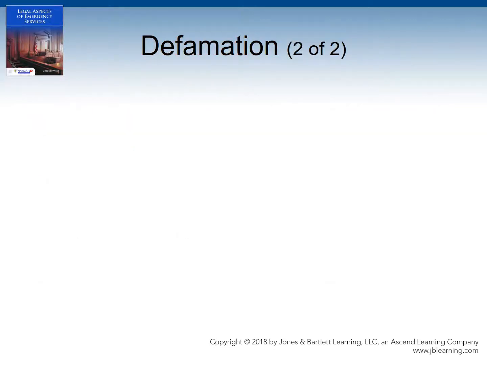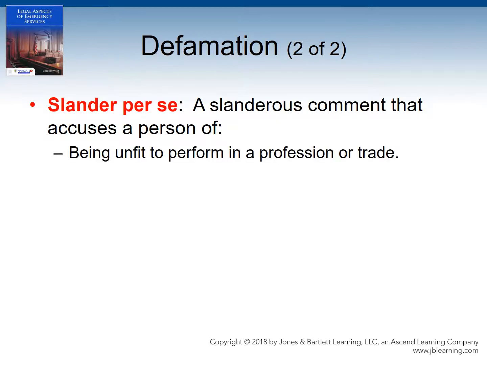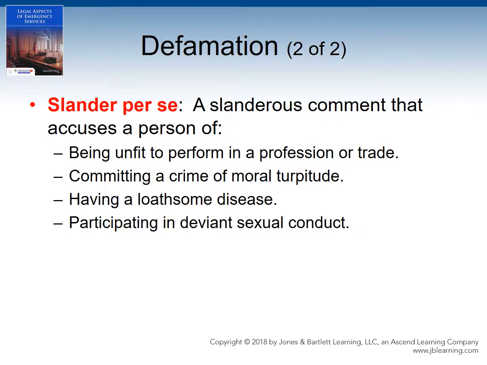For a defamation lawsuit to succeed, the plaintiff must commonly show that he or she suffered specific pecuniary losses, special damages, as a result of the defamatory comments. Such special damages are not required, however, in cases of slander per se, where the defendant's defamatory statements accuse the plaintiff of being unfit to perform in a profession or trade, having committed a crime of moral turpitude, a felony or a bad misdemeanor, having a loathsome disease, or having participated in deviant sexual conduct. Again, in such cases, these types of statements are considered to be so offensive or stigmatizing that no specific economic damages need to be proven.